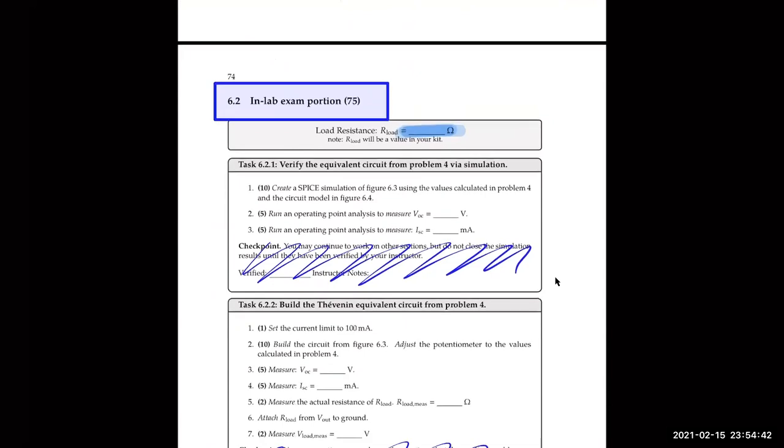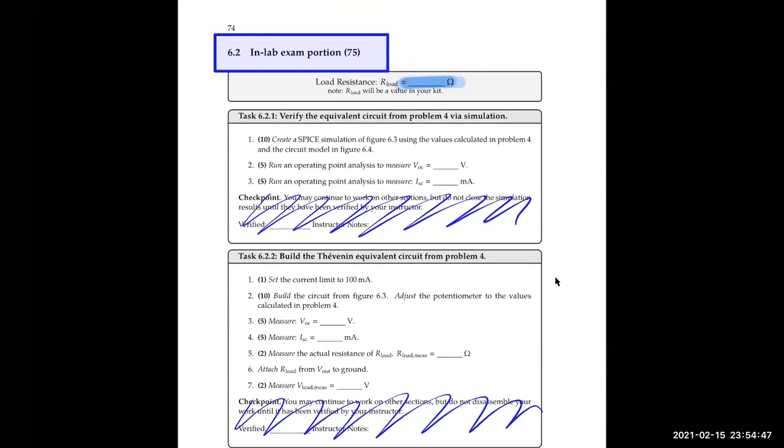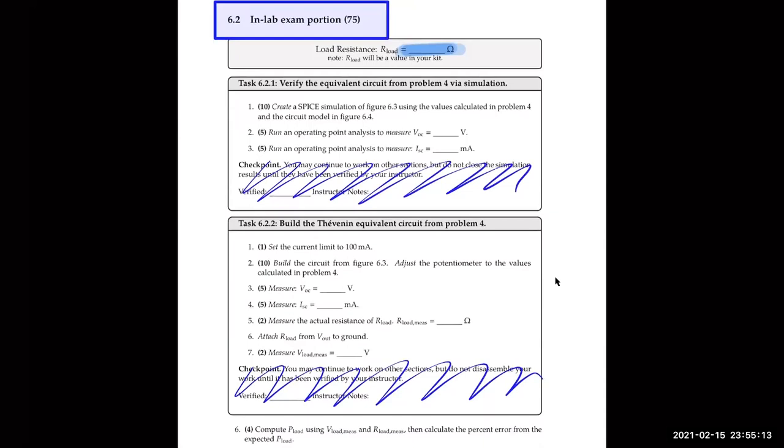The second part of the exam is the in-lab portion. And again, this is also available on your lab manual, course website, Brightspace, wherever you want to access it. And again, there are some highlighted parts of the question that are missing, which will become available to you as soon as you submit the take-home portion.